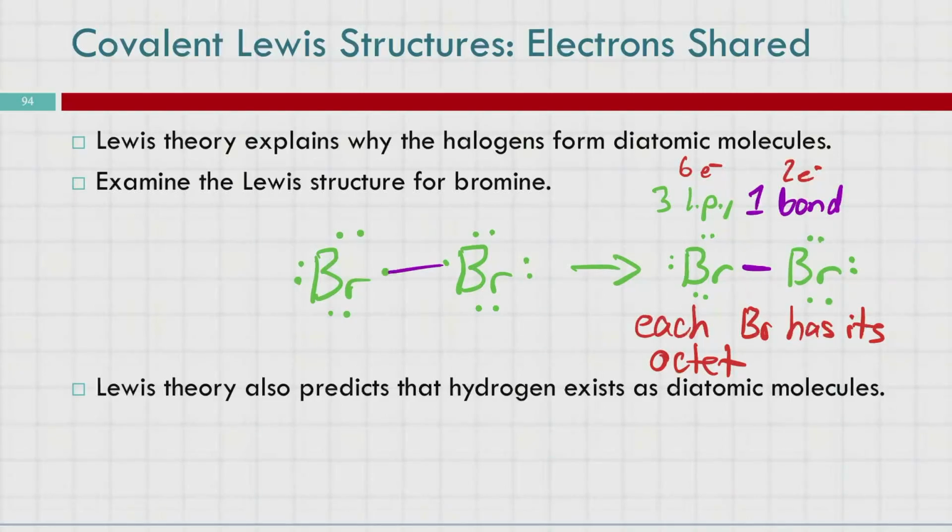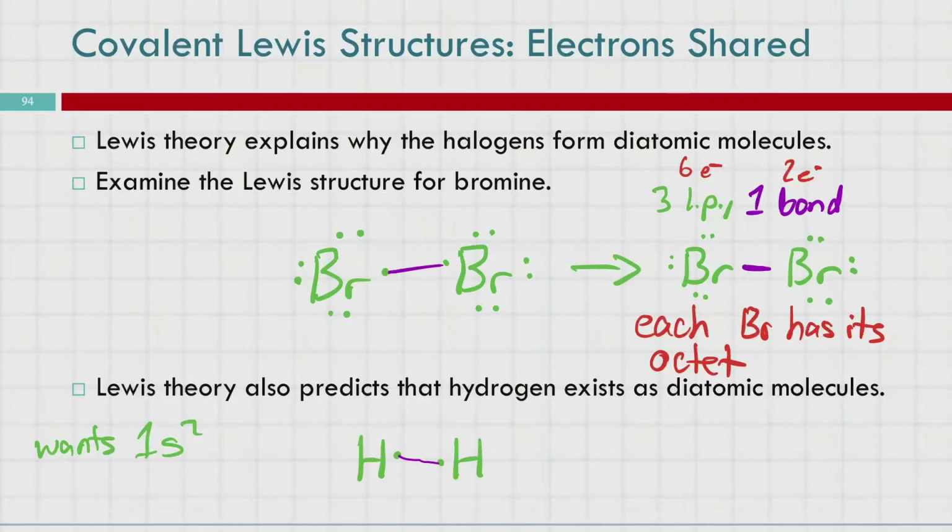Lewis theory also produces hydrogen as a diatomic molecule for the same reason. Hydrogen has 1 electron. It wants to have how many valence electrons? What's the mission? What's the goal for hydrogen? If bromine wanted 8, hydrogen wants how many? 2. Hydrogen wants 2. It wants 1s2. It wants that helium configuration. It wants to pretend like it's a noble gas.